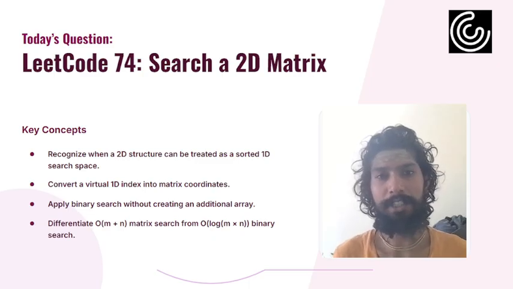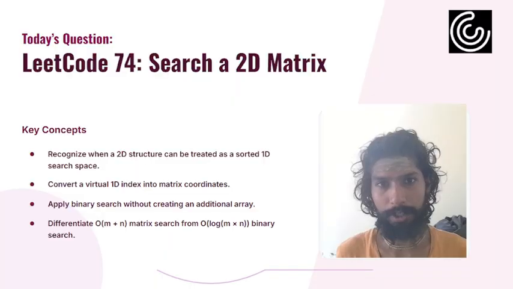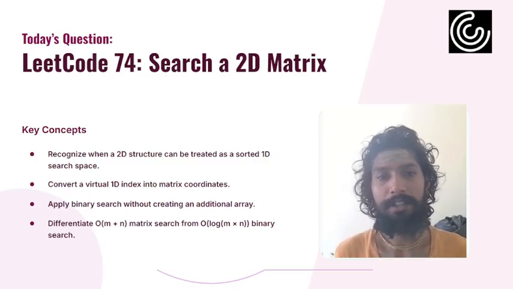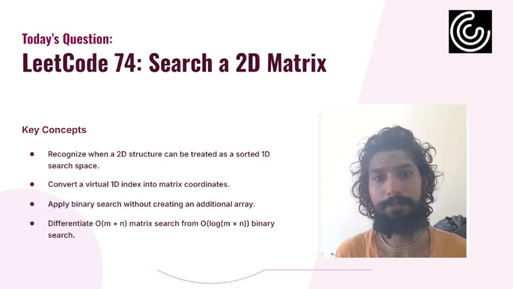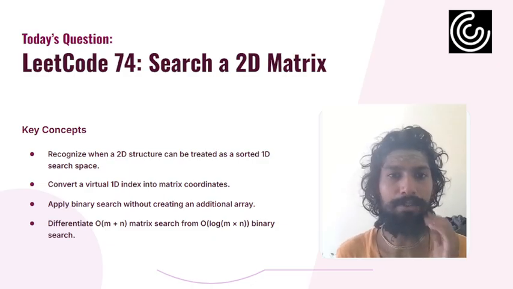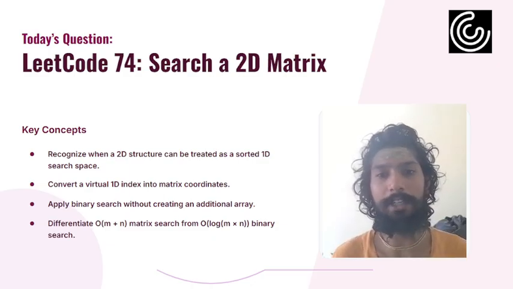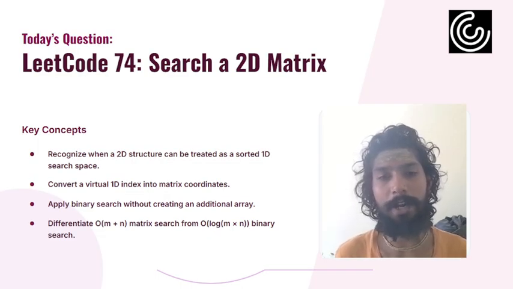Today we are solving LeetCode problem 74, search a 2D matrix. This is a medium level binary search problem. The problem gives us a matrix with two important properties. First, every row is sorted in non-decreasing order. Second, the first element of every row is greater than the last element of the previous row. We are also given a target value. We need to return true if the target is present in the matrix. Otherwise, we return false. The required time complexity is O of log m into n. So we need to use binary search.